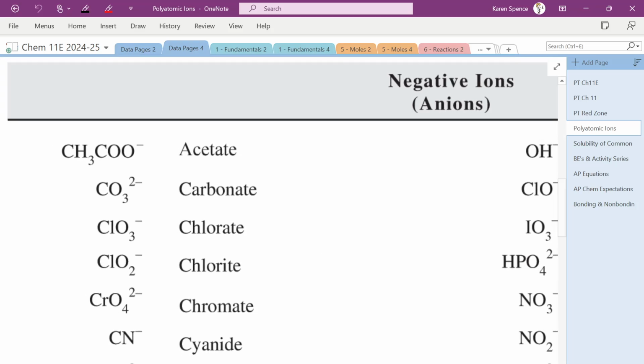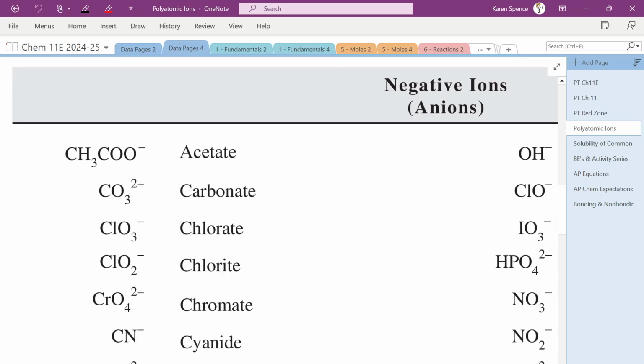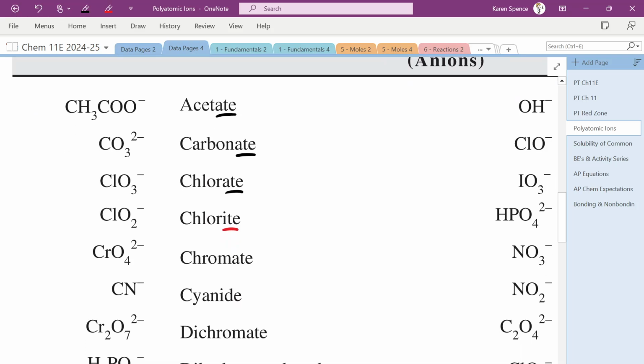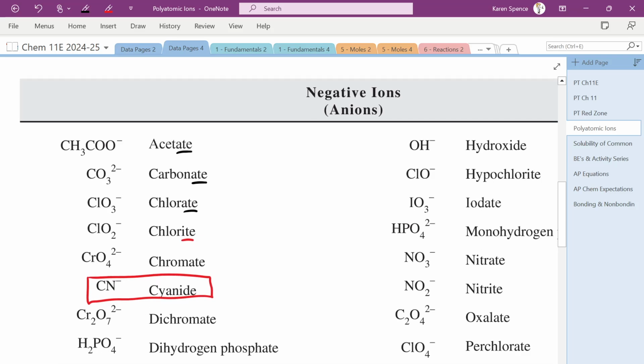So you'll notice that all of these polyatomic ions end in either ate or ite. And there's only a couple that end in ide. There's cyanide and there's hydroxide.